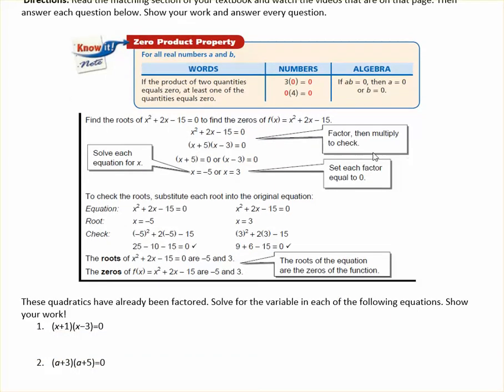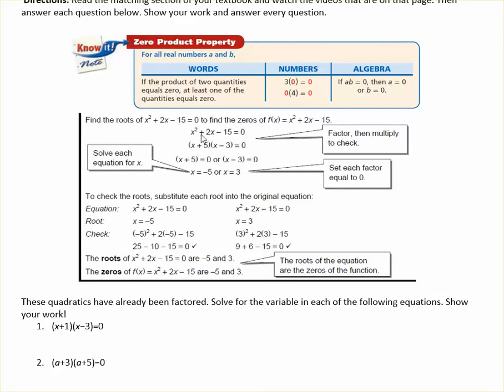So we're going to use that in the following way. If you are asked to find the solutions or the roots of a quadratic, then we are going to set it equal to 0. Sometimes you're given f of x equals x squared plus 2x minus 15. So sometimes you're given it in function notation. Sometimes it'll look like the equation y equals. But first step is to set it equal to 0 if it's not already.